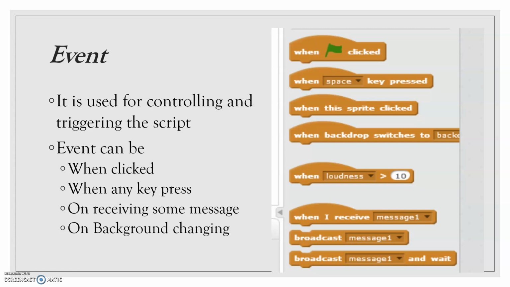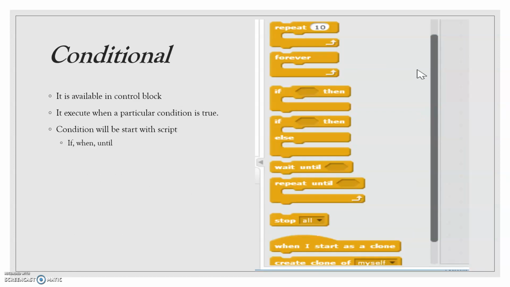Events are used for controlling and triggering the script. An event can be when clicked, when any key is pressed, on receiving some message, on background changing. And conditionality is available in the control block, in which we can give the condition, how many times it will repeat, when it will stop. These are the parts of conditional.